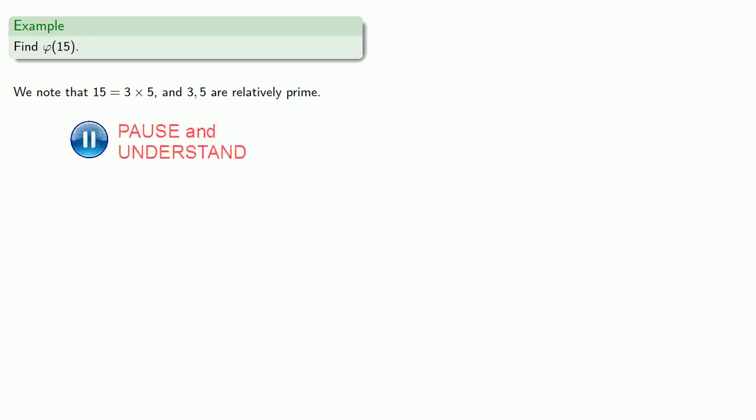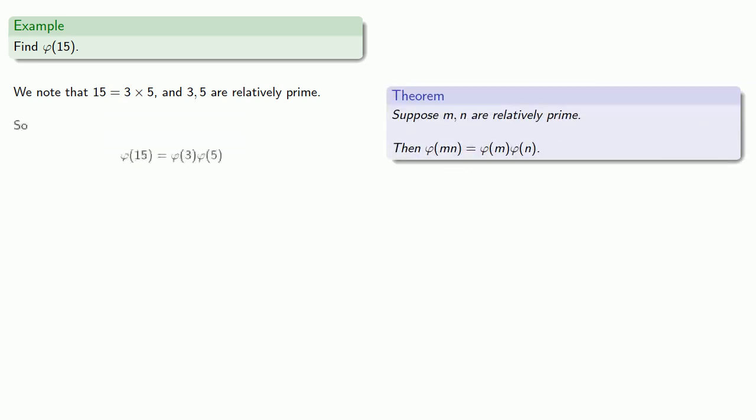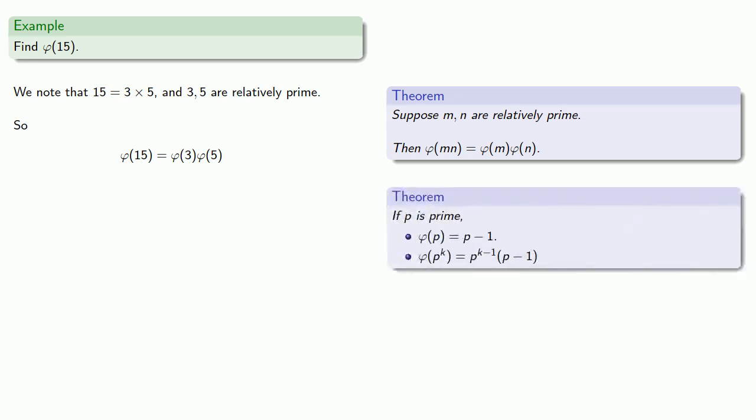So if I want to find phi of 15, we note that 15 is 3 times 5, and 3 and 5 are relatively prime. There's no number except 1 that divides them both. And so our theorem says that phi of 15 will be phi of 3 times phi of 5. But wait, there's more. 3 and 5 are actually both prime, and we know phi of a prime number is 1 less. And so we can compute phi of 15. And again, this is the same result we determined earlier, which is a good check on this result.